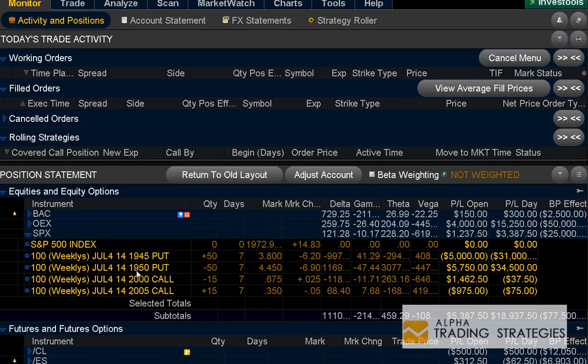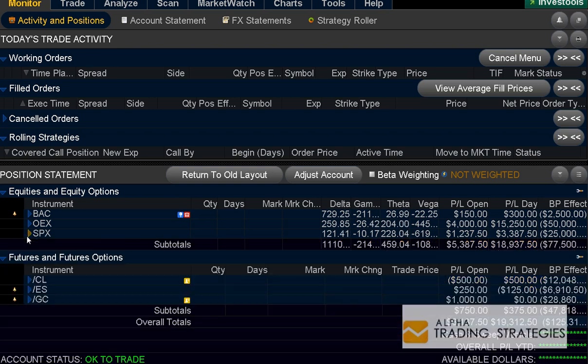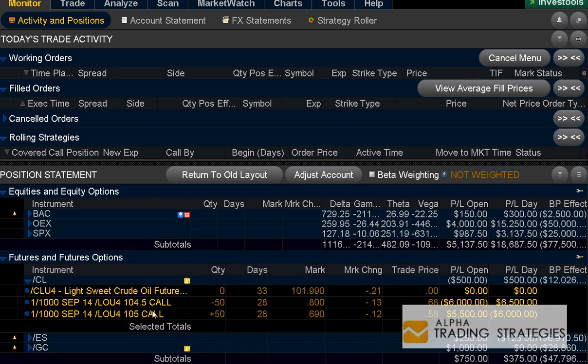SPX. We sold the 1950, 1945 puts yesterday. We sold a long time ago the 2000, 2005 calls. So anything below 2000 on the S&P, we're good. Anything above 1950 on the S&P, we're good. And crude oil right now is at 500. We sold the 104, 105 calls. Anything below 104.5, we're good.